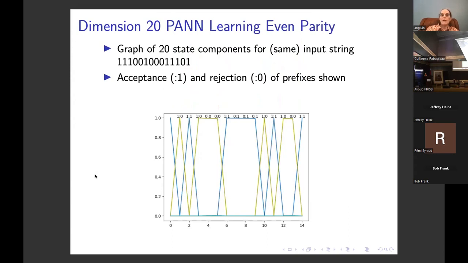If we switch to dimension 20, same problem, same input string, same kind of display, we can see that still only two components, in this case, the blue, I guess it's blue, and olive components attain significantly non-zero values. So the extra parameters in the weight matrix didn't seem to upset the state-likeness of the learning. Now, I should note in this case, the training strings were short. That is, the lengths of the training strings were 1 to 25. So this is in line with the de la Tong results.